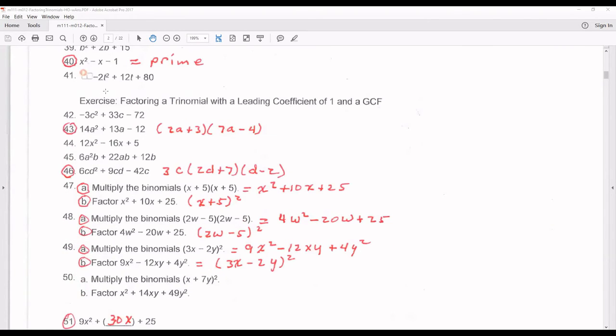Number 40 is also prime. Number 43, 2a plus 3, 7a minus 4. Number 46, 3c is a common term you can take out of everything. And then you can factor it into 2d plus 7 and d minus z.